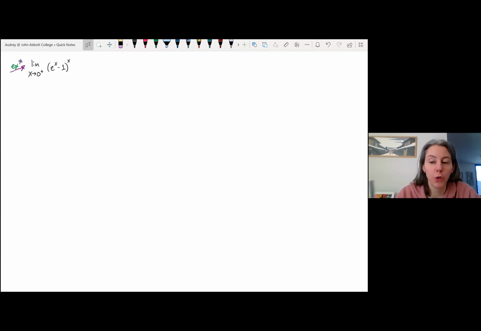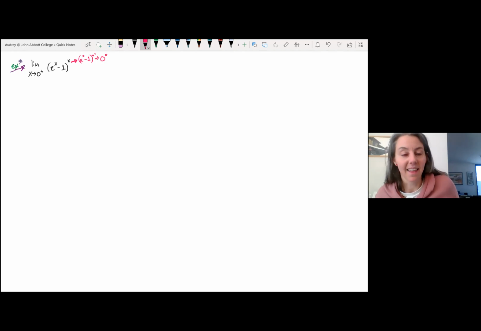So let's do the limit as x approaches 0 from the right of e to the x minus 1 to the power of x. Step 1, as usual, we want to plug in. When we plug in here, we get e to the 0 minus 1 to the power of 0 from the right. Well, e to the 0 is just 1. So this gives me 0 to the power of 0. Yes, that is an indeterminate form, and it's one of our exponent indeterminate forms.